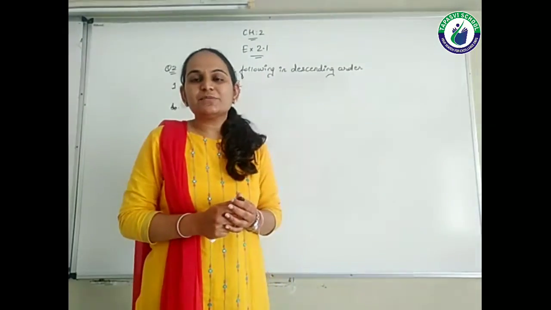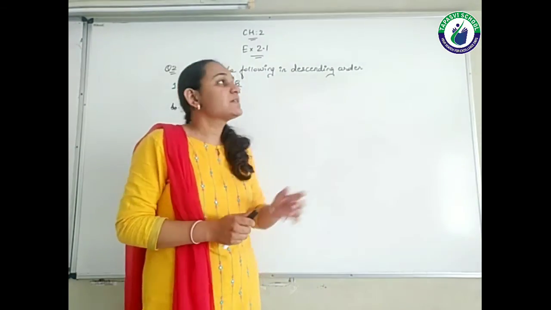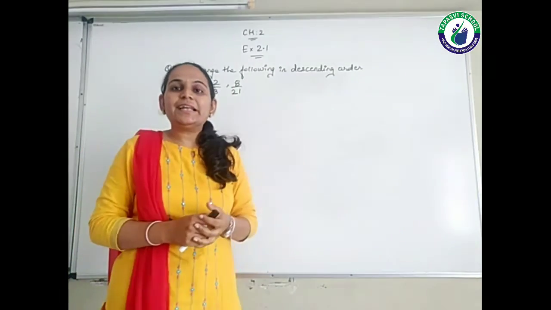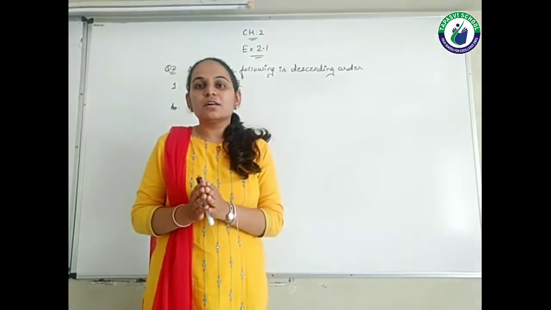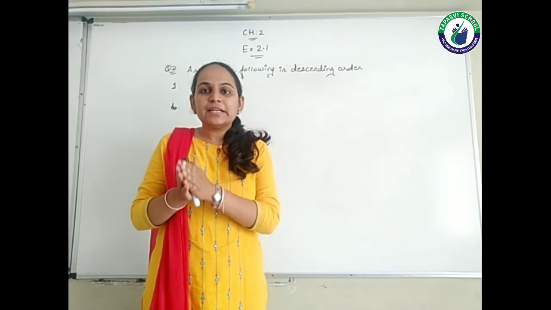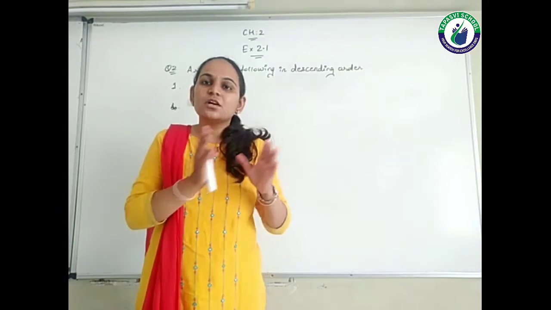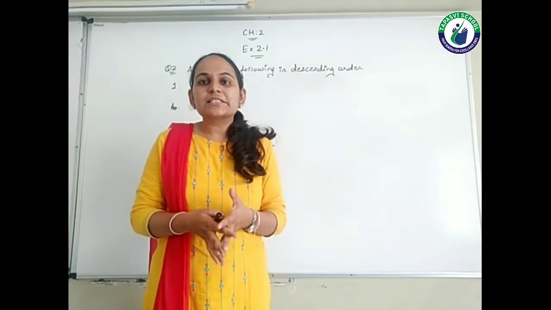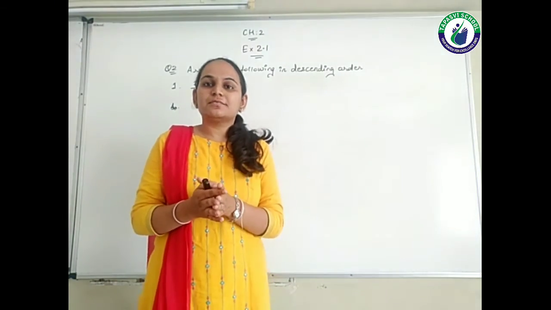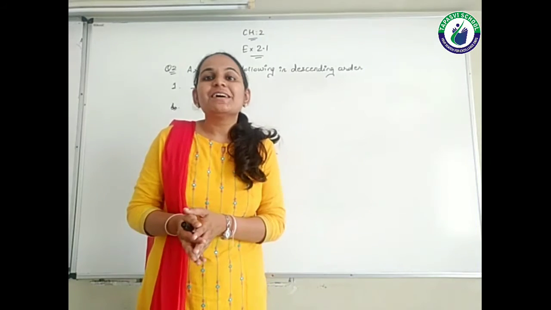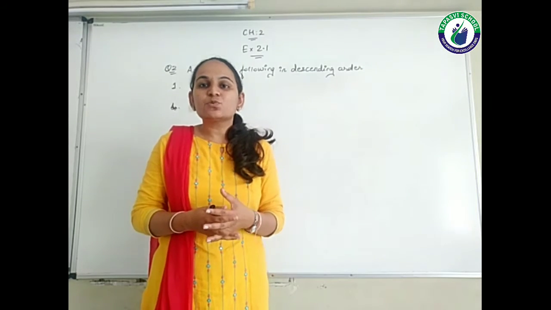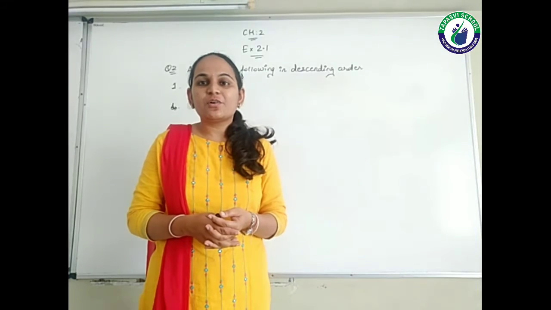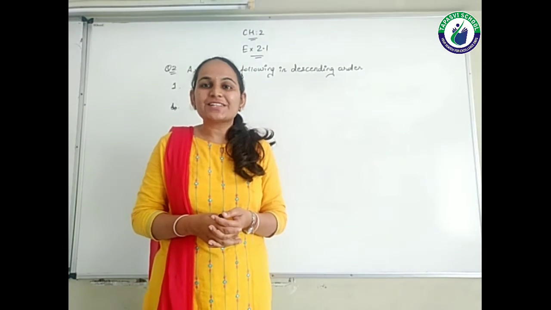Okay students, now let's begin with question number 2, that is, arrange the following in descending order. Descending order means, students, to keep the numbers from greatest to smallest, right? Now, you have done this kind of question in your lower standards, but at that point of time the numbers were complete numbers, that means the whole numbers. But now we are going to work with the fractions.